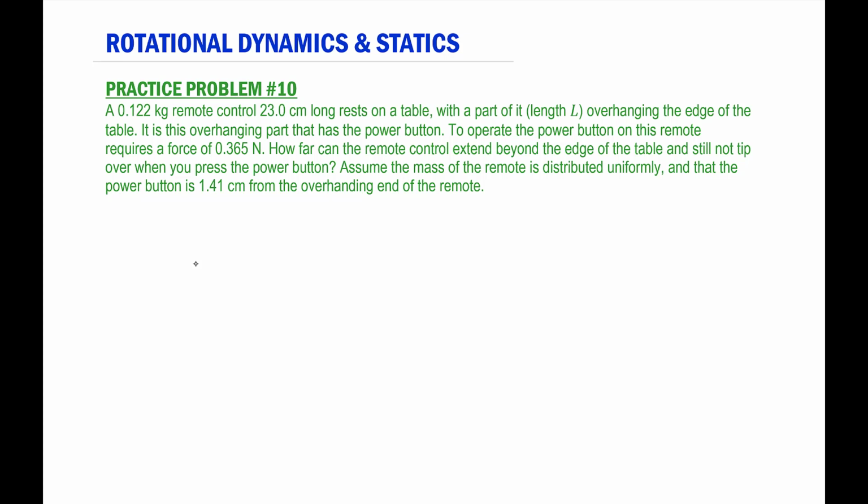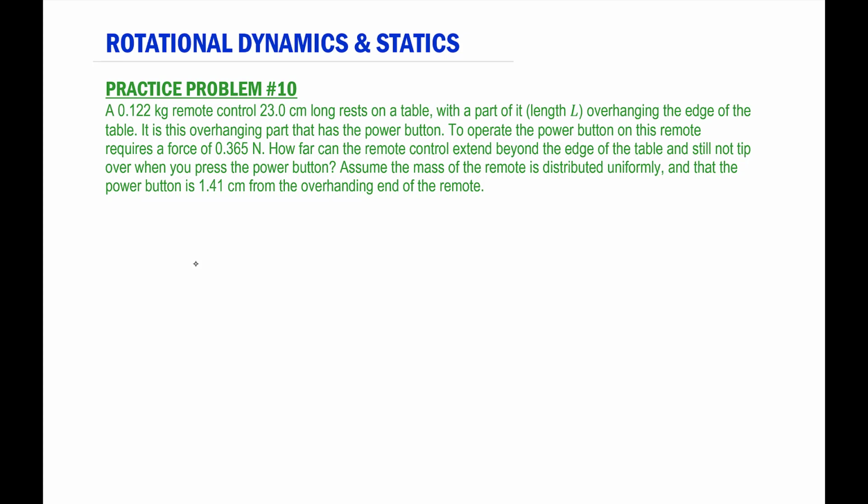And all we have to do is just plug in our known values. We have 0.23 divided by 2, M is 0.122, gravity is 9.8, plus B, which is 0.0141, F is 0.365, divided by M, 0.122 times 9.8 plus the force 0.365.